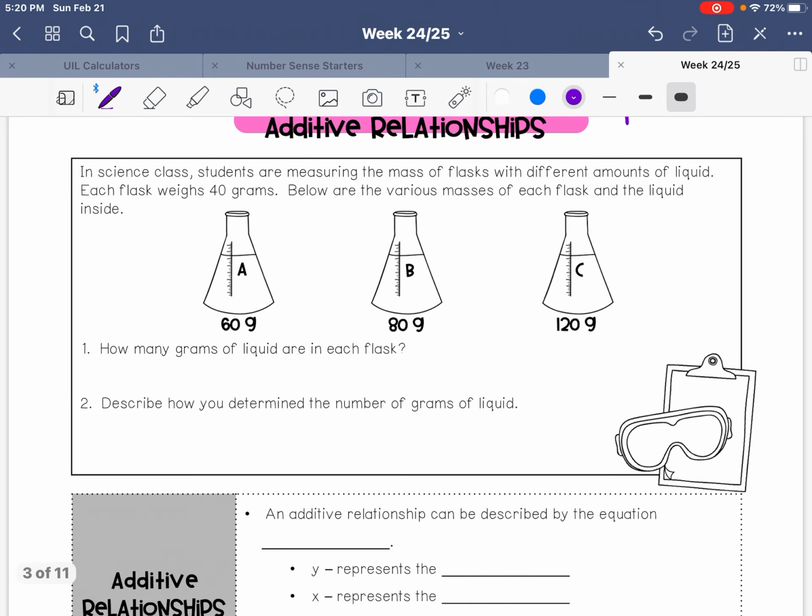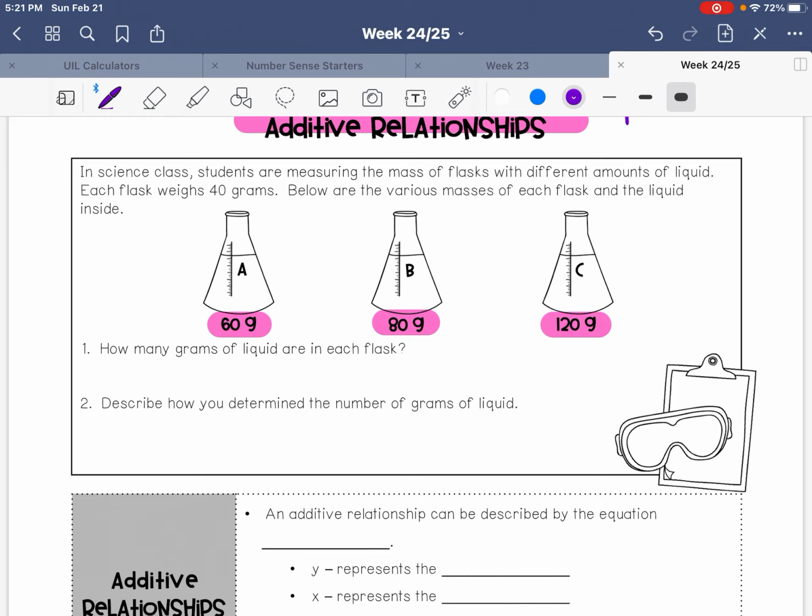All right, so let's talk about an additive relationship. In science class, students are measuring the mass of flasks with different amounts of liquid. Each flask weighs 40 grams. Below are the various masses of each flask in the liquid. Question. Well, let's look at these flasks first. We have flask A, which has 60 grams, flask B, which is 80 grams, and flask C, which is 120 grams. All right, so how many grams of liquid are in each flask?